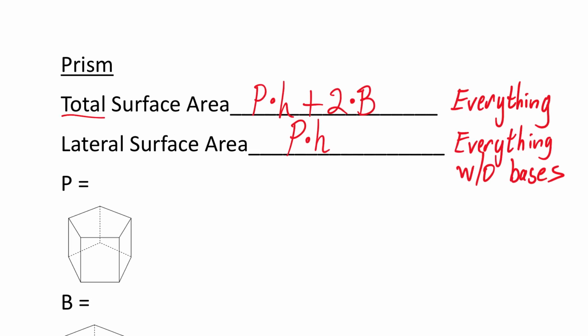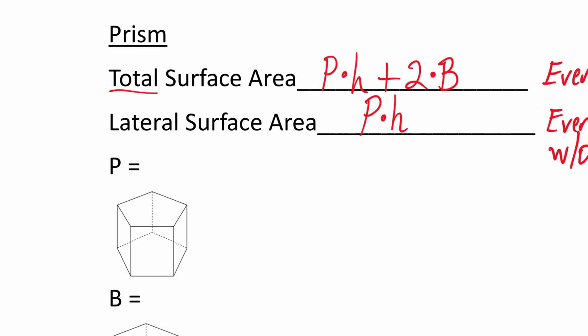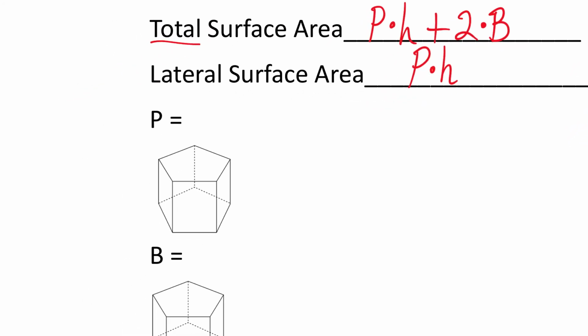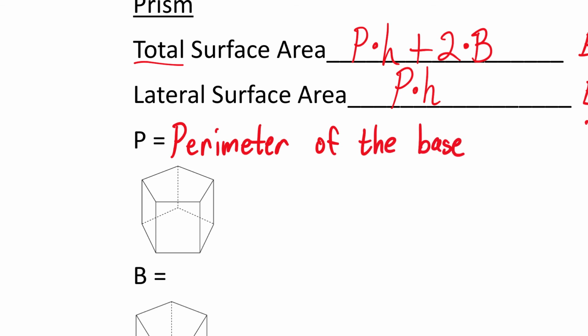Now, in those two formulas right there are three variables. So let's talk about what those three variables mean. The capital P does stand for perimeter, but something more specific than that. Perimeter of the base. The capital P stands for perimeter of the base. If it just means perimeter, then what are you looking for the perimeter of? You're not going to know. But that's what the capital P means, it's the perimeter of the base.